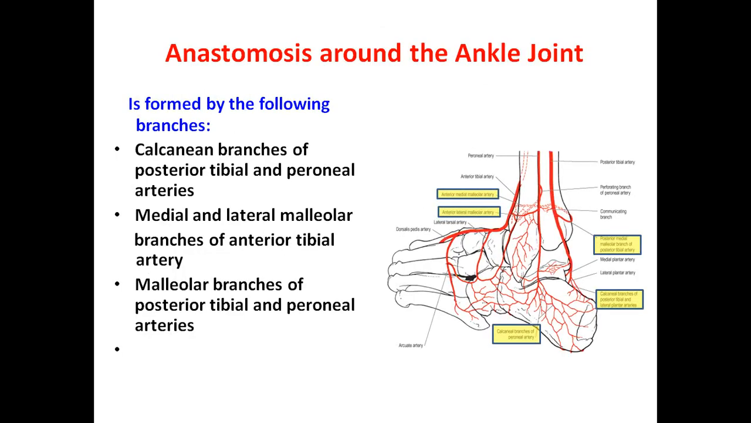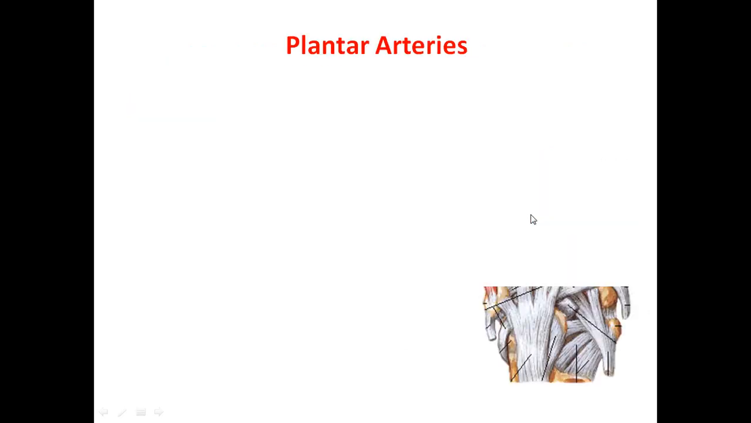Anastomosis around the ankle joint is formed by the following branches: the calcaneal branch of tibial artery, peroneal artery. You can see these are the calcaneal branches. Okay, then medial malleolar, lateral malleolar branches of the tibial artery and the peroneal artery. So mainly it is formed by the calcaneal branches of the tibial and peroneal. You can see that here, calcaneal branches of tibial and peroneal, and medial malleolar, lateral malleolar branches of anterior tibial, posterior tibial and peroneal artery.